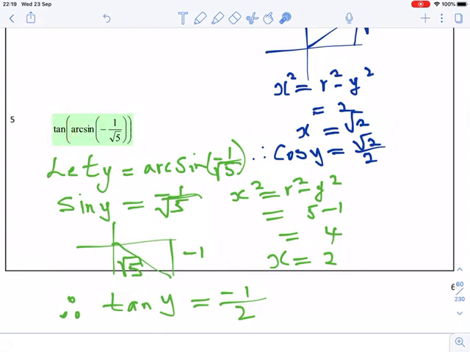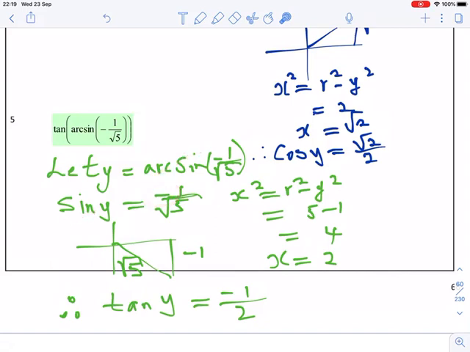Here again in number 5, we have a tan and an arc sine. Two different functions. So when we have two different functions, we put the bracket equal to y. So y must be arc sine negative 1 over square root 5. So I've got arc sine, so I'm going to put sine in front, and that will give me now negative 1 over square root 5, the sine and the arc sine will cancel.